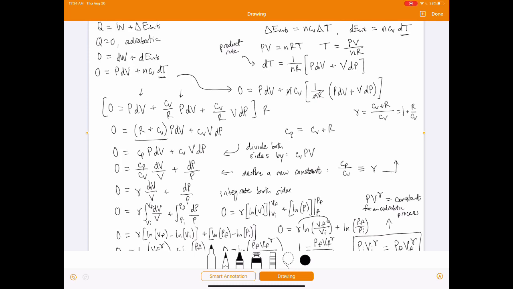over CV. And then we'll remember that CV is just F divided by 2 times R. So the R's will cancel, and we'll get 1 plus 2 divided by F. So gamma, in other words, can be written as 1 plus 2 divided by F. It only depends on the number of degrees of freedom. It only depends on F. Okay, so those are the results that we wanted to prove.